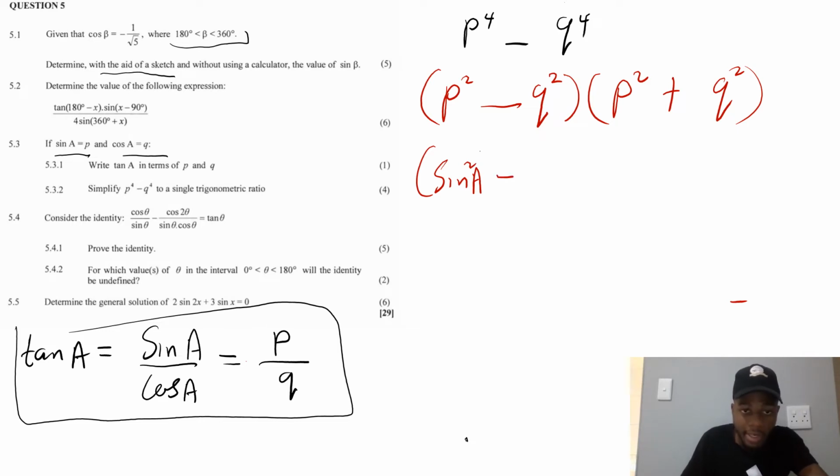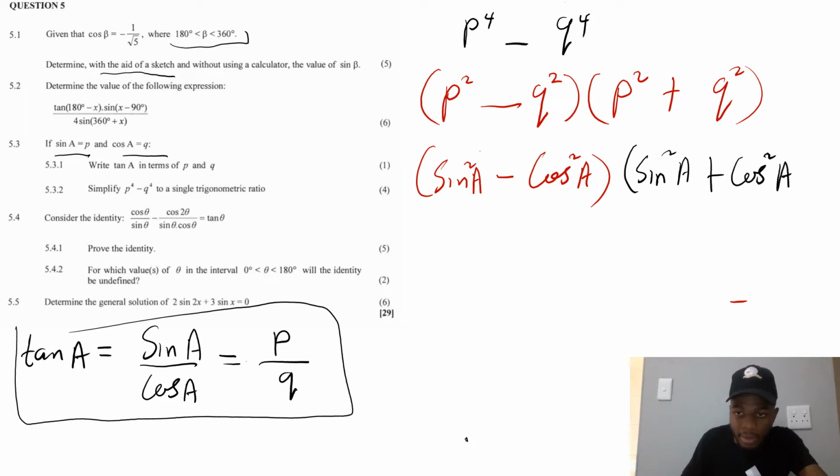Q is cos A, so we'll be having cos squared A. And then into here we're going to have sine squared A plus cos squared A. I just substituted because P represents sine A, and Q is cos A, so it was a matter of substituting. And then if you check very well, this one is going to give us 1. This is an identity that we did in grade 11. Sine squared angle plus cos squared angle is going to give us 1.